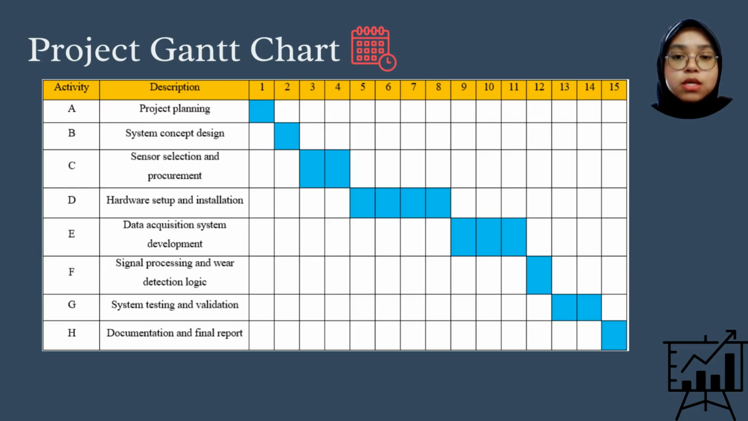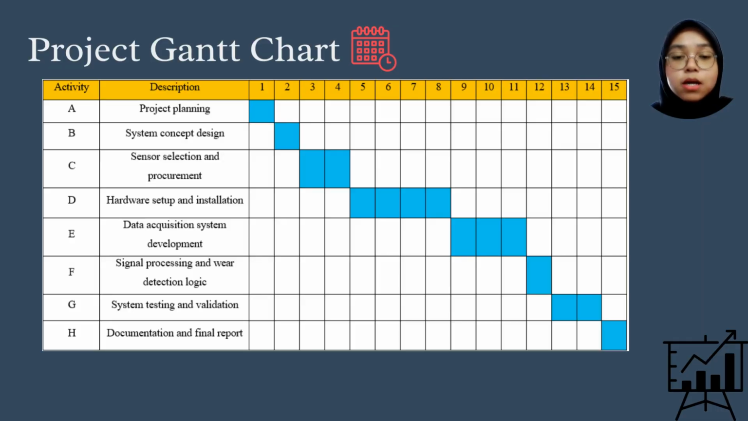The project begins with project planning, where the objective, scope, and overall approach of the project are defined. This is followed by system concept design, which focuses on determining how the grinding wheel wear monitoring system will function. Next, sensor selection and procurement is carried out to ensure suitable sensors and components are available before system development begins.